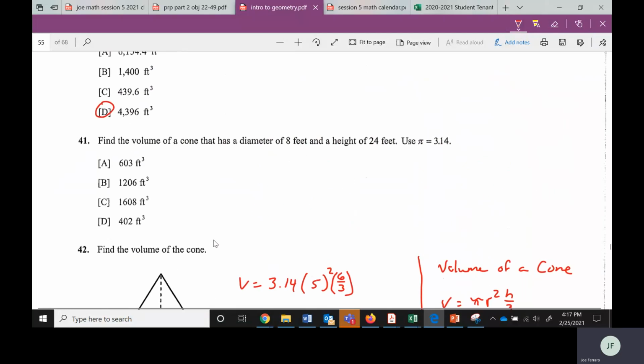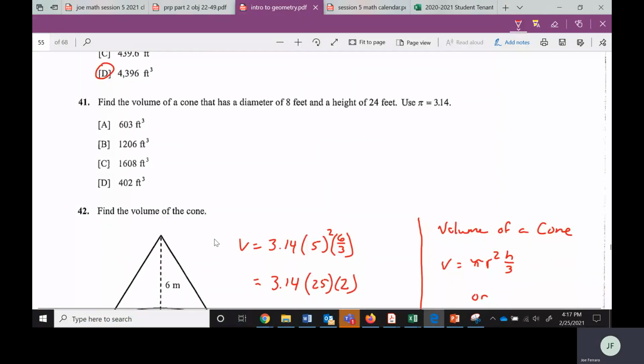And the last one. Let's keep it in the screen here. So again, we are looking at a cone. We're going to use this same formula. Cone that has a diameter of 8 feet and a height of 24. Now, key here, drawing a cone might be a little tough, but not the best cone, but you get the idea.